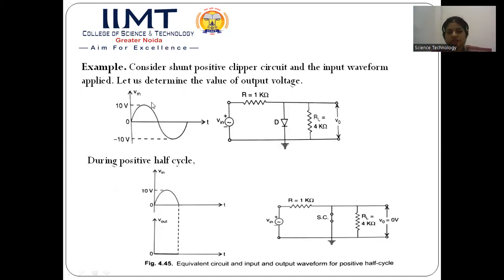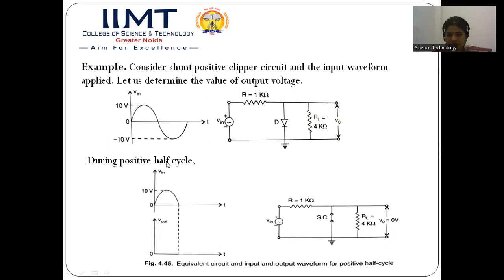So this is the given input waveform, and this is a shunt positive clipper circuit. Let us find the value of the output voltage, that is, what will be the shape of the output voltage and how the input signal will be reproduced in the output by passing through this clipper circuit. So this is the input waveform with a peak value of 10 volts.